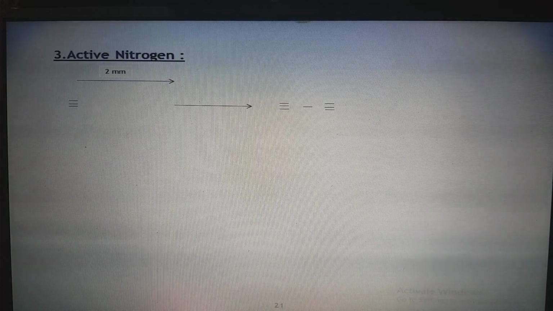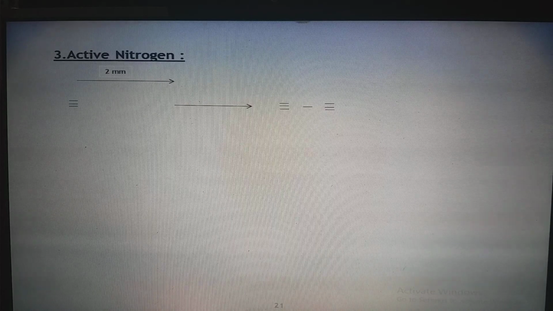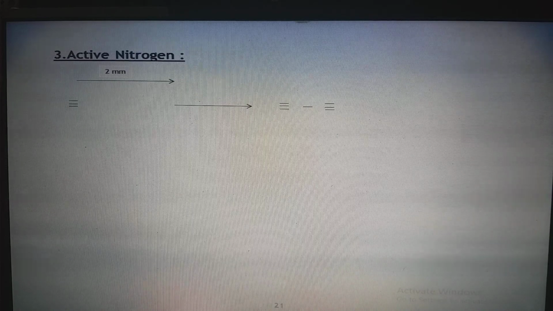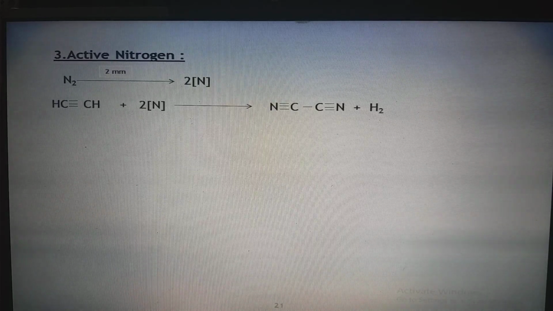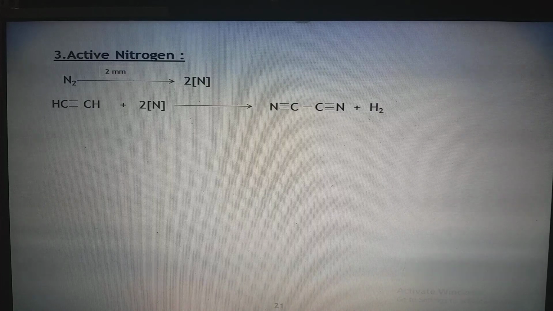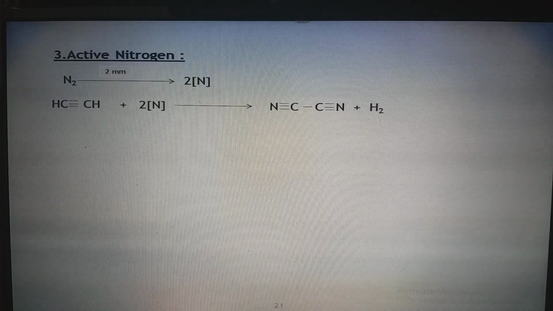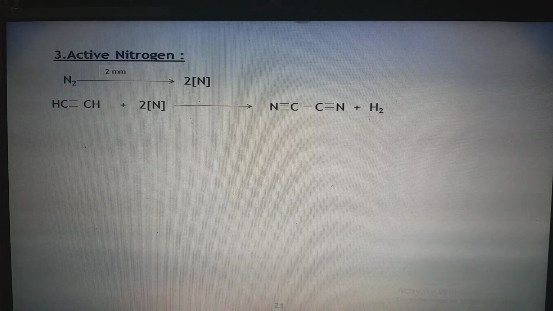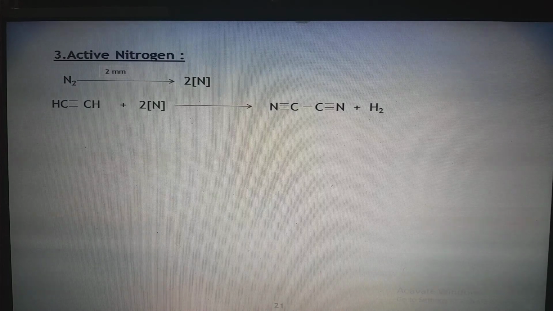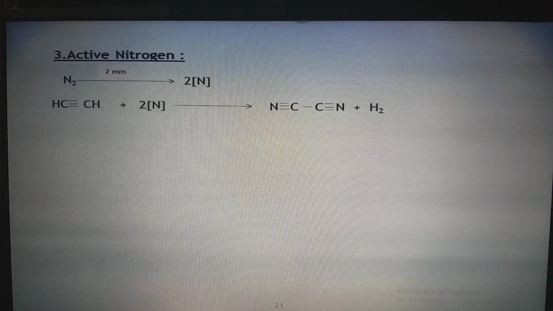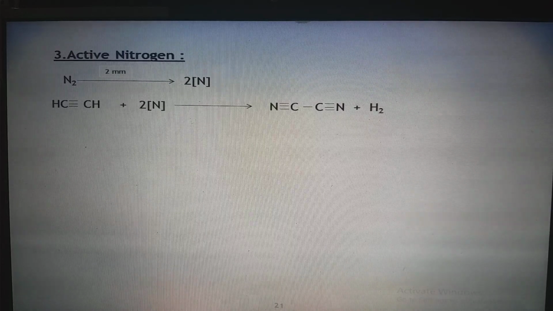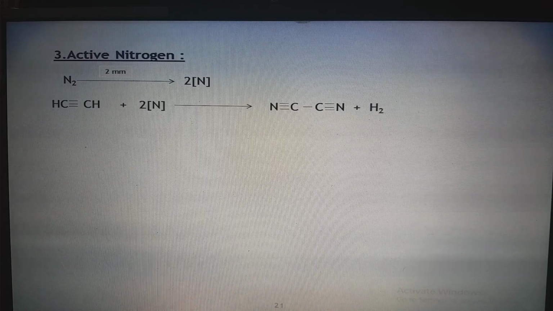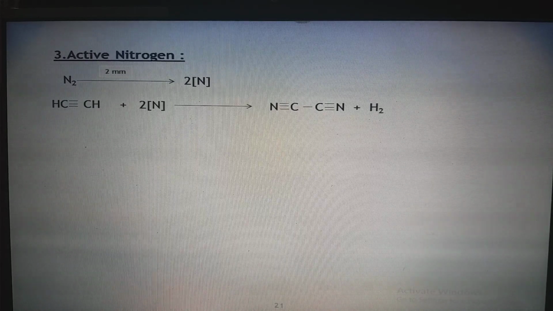Active nitrogen. Nitrogen in its atomic form is highly reactive. It is called active nitrogen. Active nitrogen can be prepared by passing electricity through nitrogen gas at a very low pressure of 2 mm Hg. Active nitrogen reacts with almost all the elements and compounds. One example is it reacts with acetylene gas to give cyanogen, and hydrogen gas is liberated.